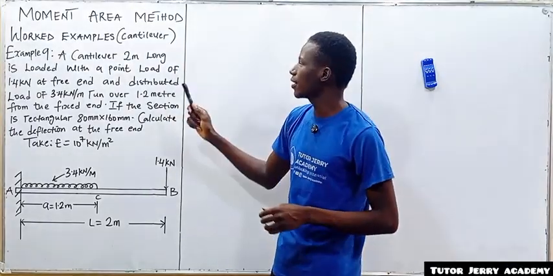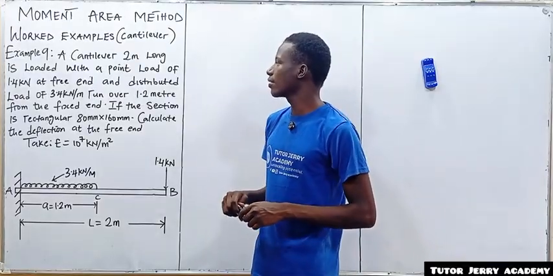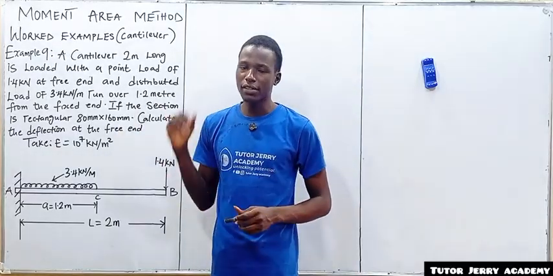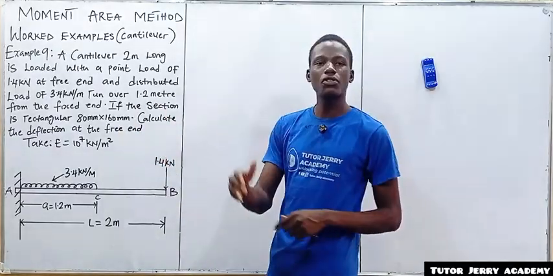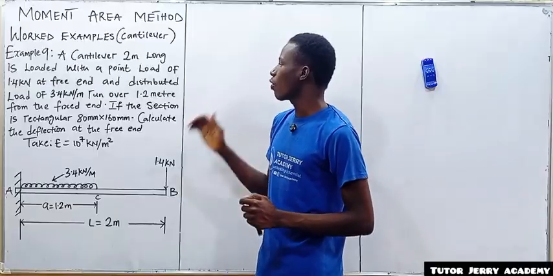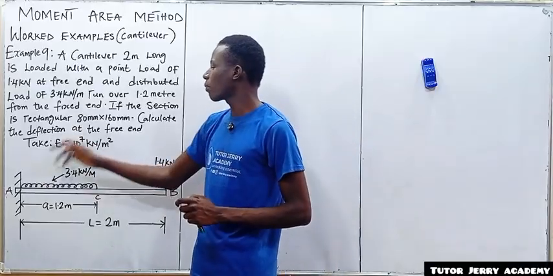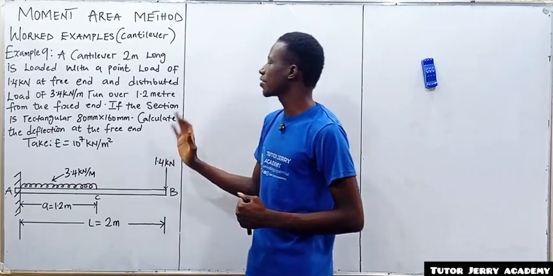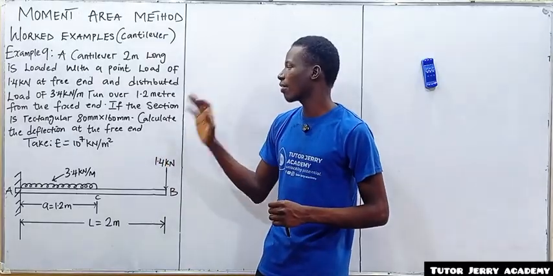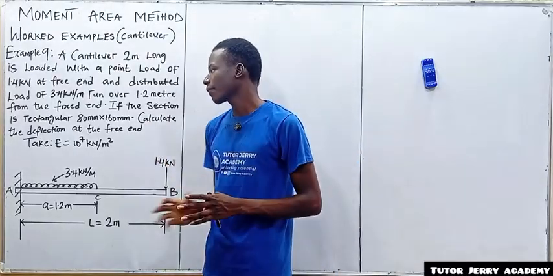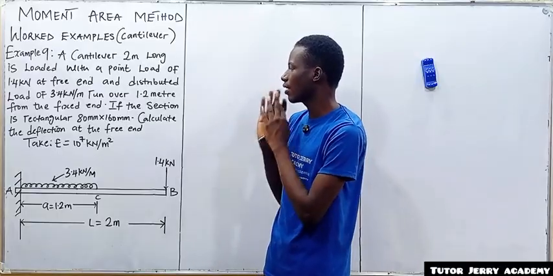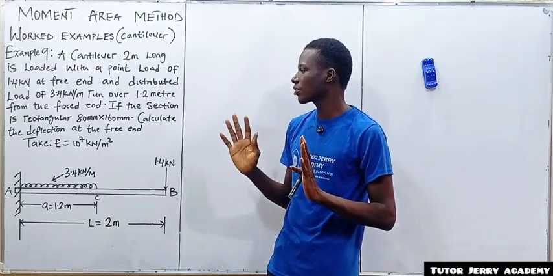It says a cantilever 2 meter long is loaded with a point load of 1.4 kilonewton at the free end. It also has a distributed load of 3.4 kilonewton per meter run over 1.2 meter from the fixed end. If the section is rectangular, 80 millimeter times 160 millimeter, we are asked to calculate the deflection at the free end.